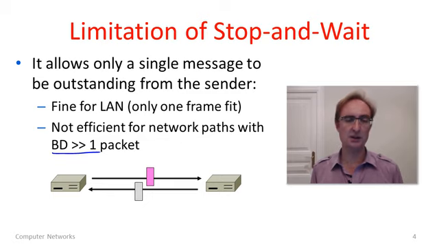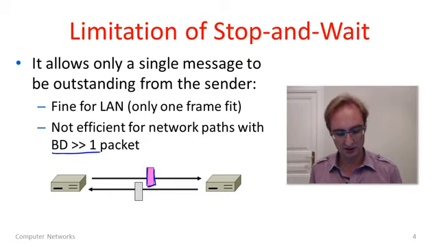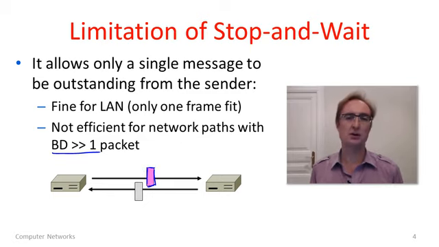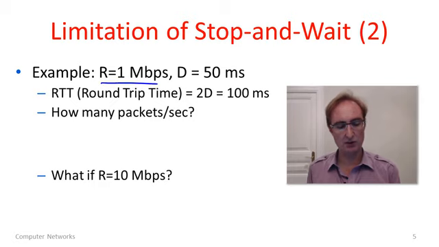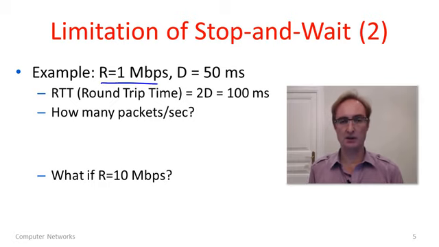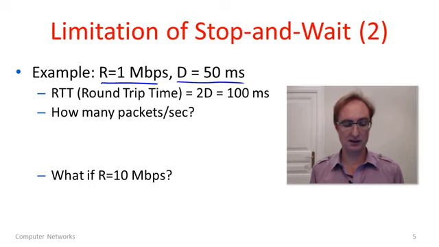This is similar to the picture you can see here, in which there's just this small packet in the midst of a long network path between two hosts. So let's take a look at how much of a limitation this is. Imagine that we have a network with a rate of 1 megabit per second, that's the capacity of the network, and the propagation delay is 50 milliseconds. So the round trip time will be 100 milliseconds.